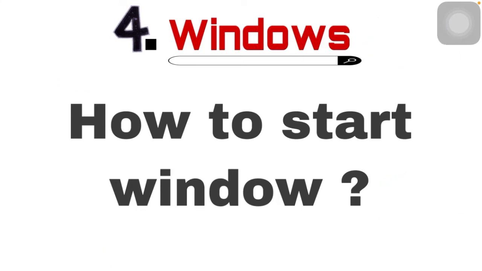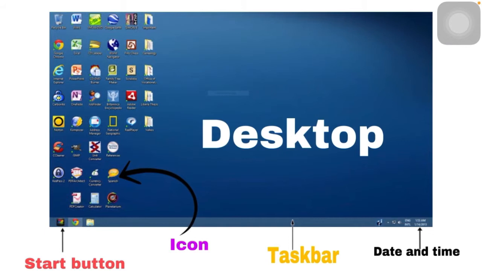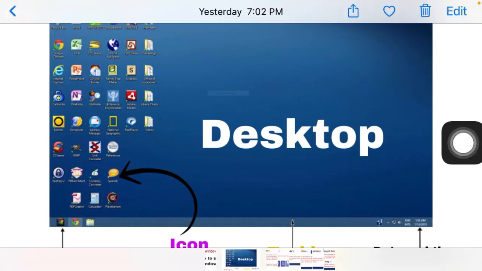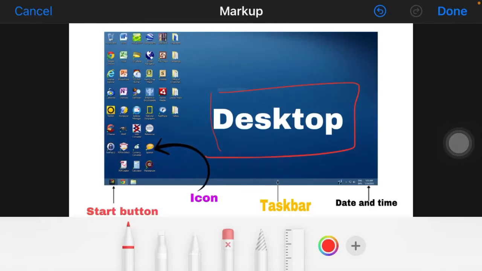First, we start with how to start Windows. So how do we start Windows? Whenever you turn on your computer, the first screen you see is called the Windows Start screen. Your Windows system opens by default when you turn on your computer. This first screen of Windows is called the desktop, right?